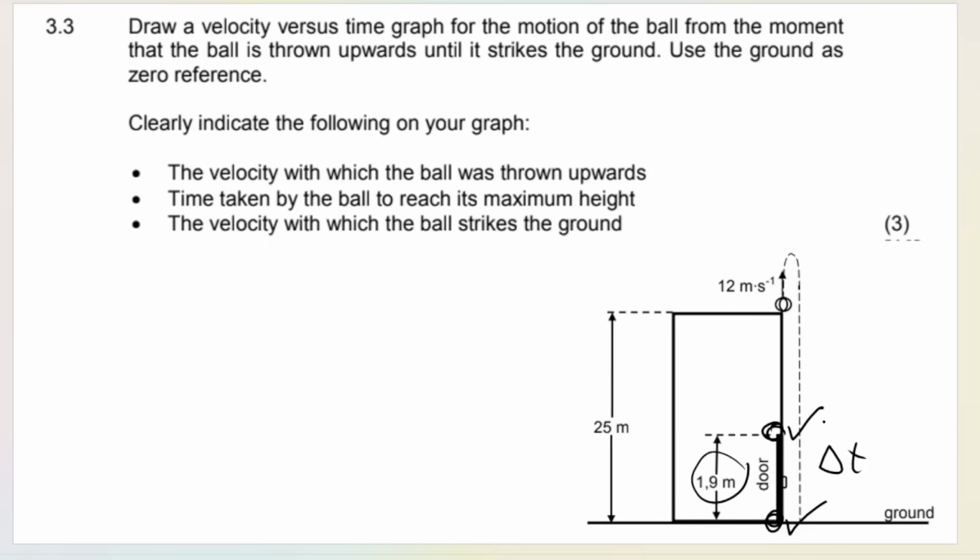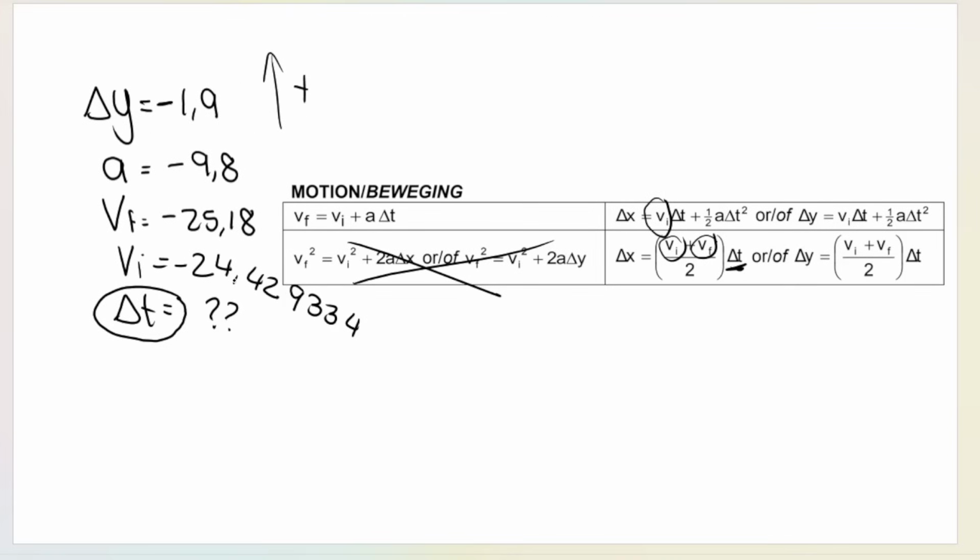Remember, we're working with the door, so I know the initial velocity at the start of the door. I know the final velocity at the end of the door. I know everything that I need to know. Take a look at how they're all negative. That makes sense because I chose up as positive. And think about the door in the picture. The ball is coming downwards.